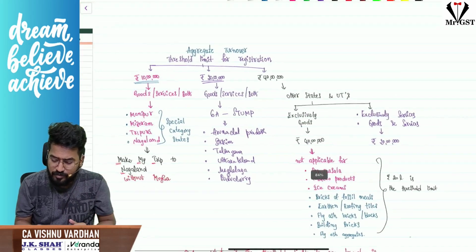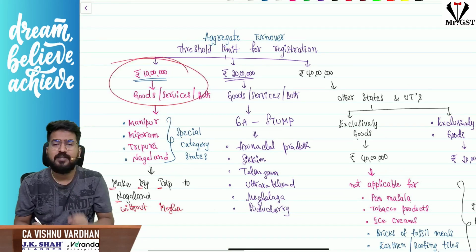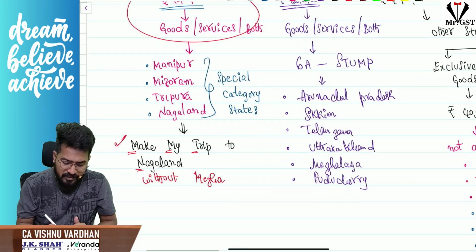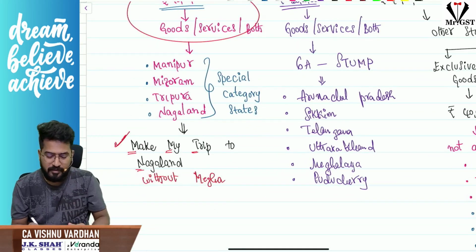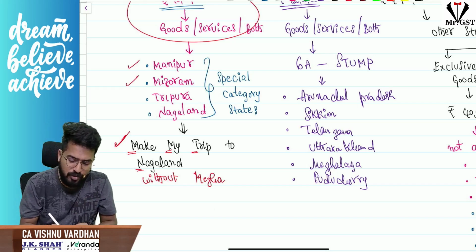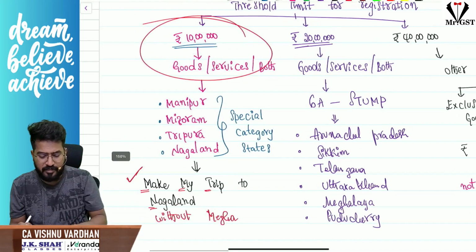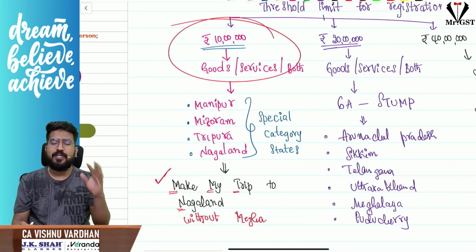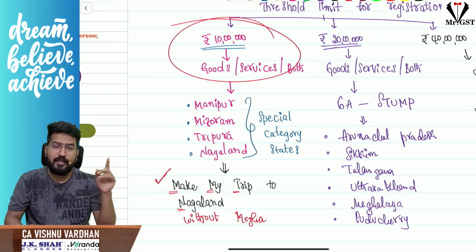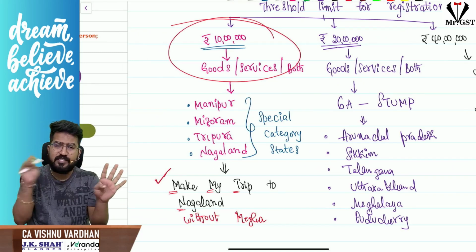For that purpose, we will divide the entire India into three parts. One is special category states: Manipur, Mizoram, Tripura, Nagaland. The code to remember this is: make my trip to Nagaland without mega. That means M for Manipur, Mizoram, not Meghalaya. Generally, special category states for the purpose of section 10 are 8 states, which we have seen, but here it is only make my trip to Nagaland without mega. So only 4 states. The other 4 states will come in the next part.